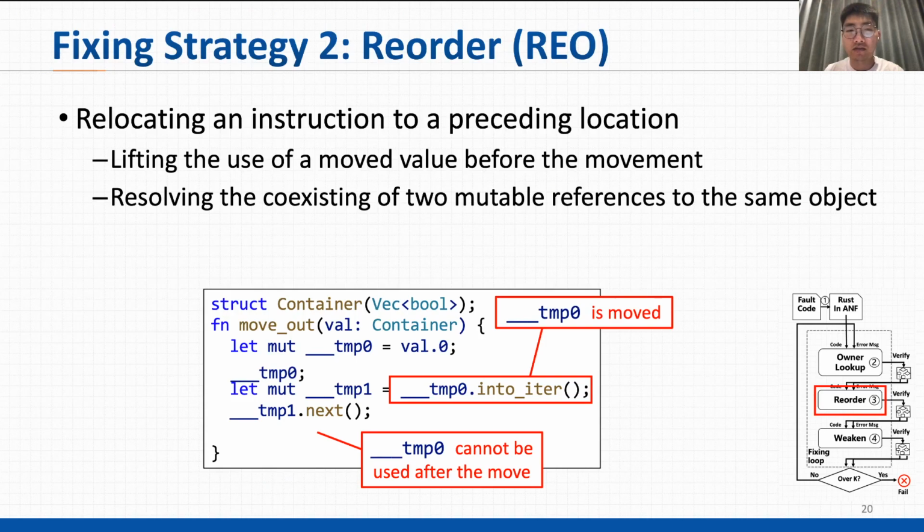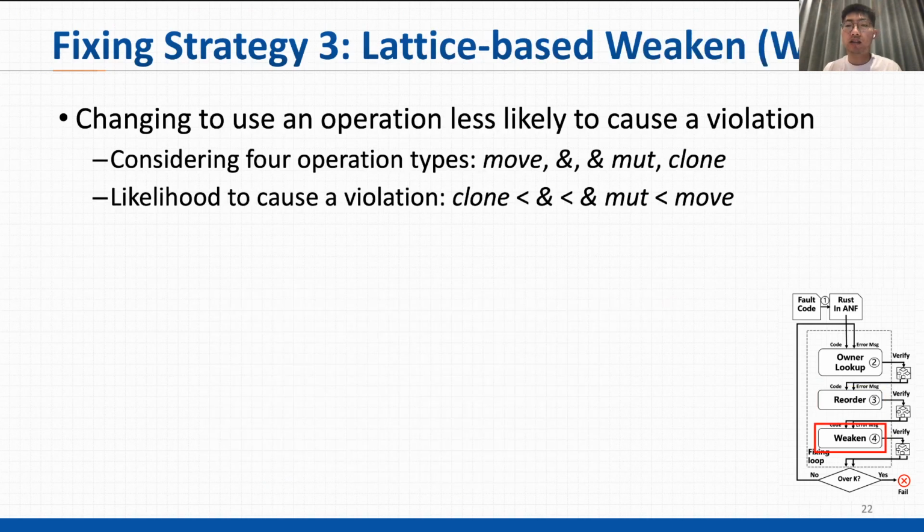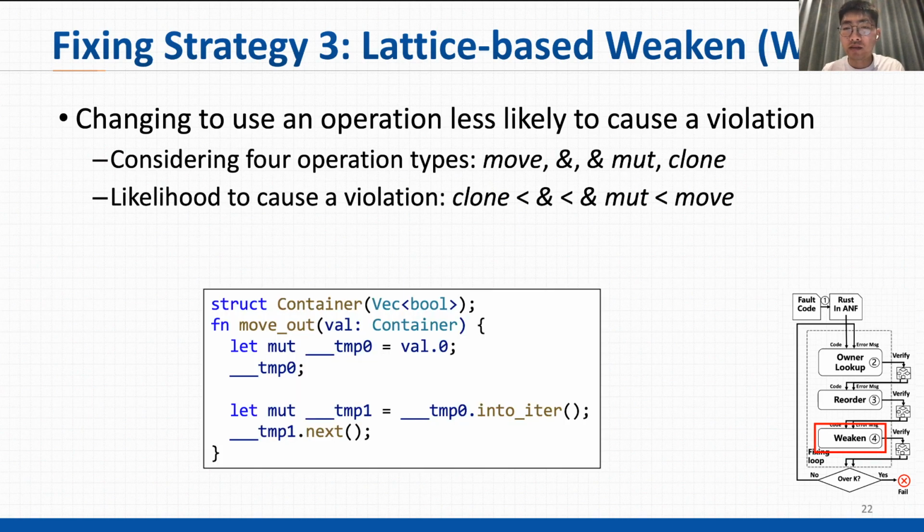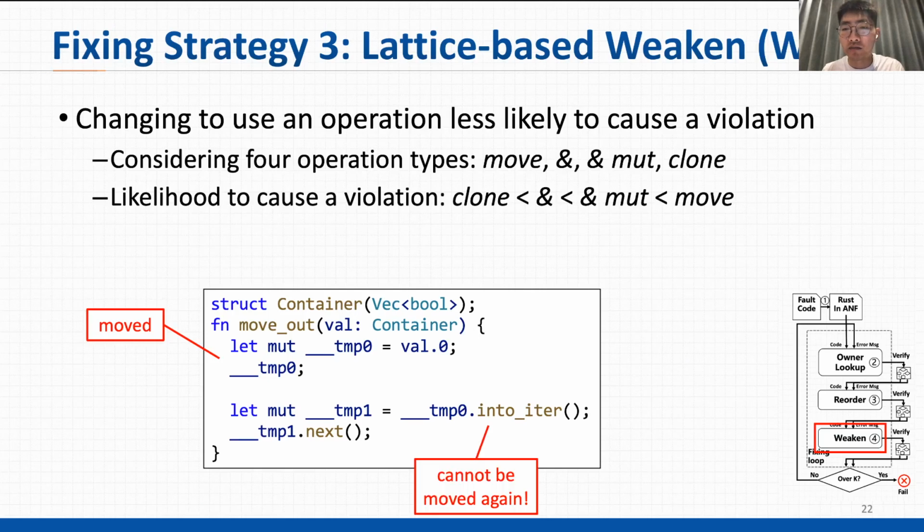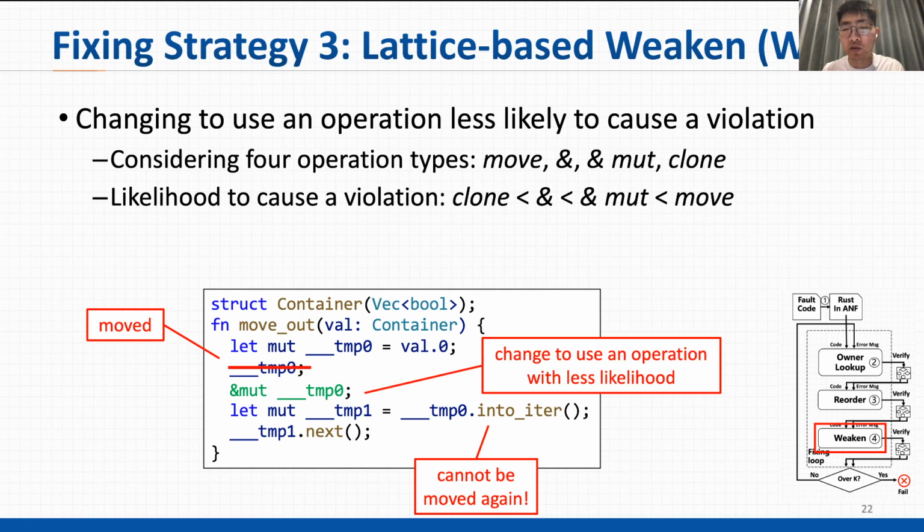Let's try the next strategy. The last strategy is lattice-based weaken. This strategy tries to use an operation less likely to cause a violation. For the example, this line moves the value in temp0, but this line moves temp0 again, which is forbidden by Rust. Weaken tries to replace temp0 with a reference, since it is less likely to cause a violation than move. In the patch, the code is accepted by the Rust compiler, so the fixing loop is finished.